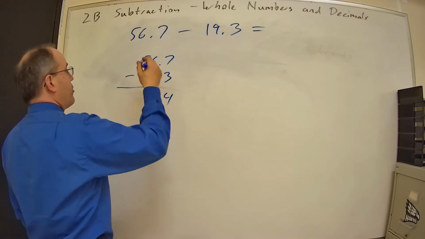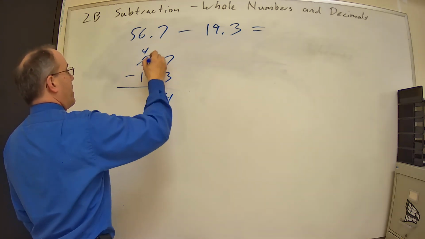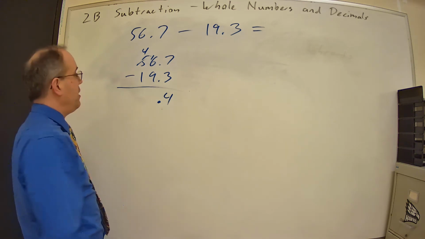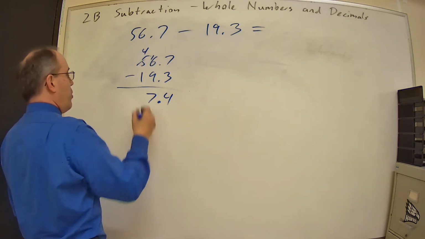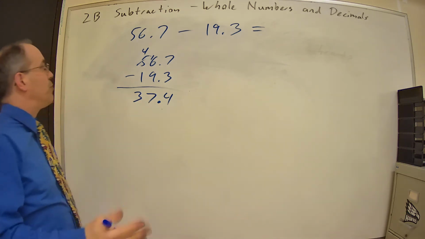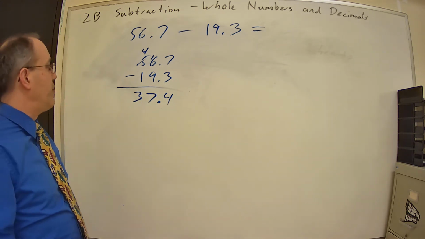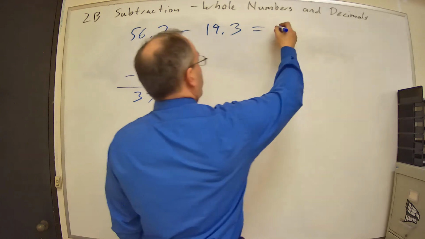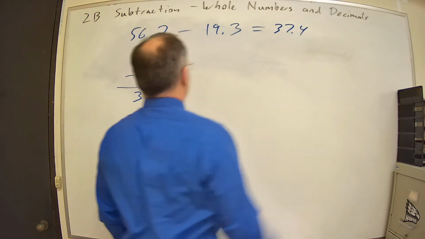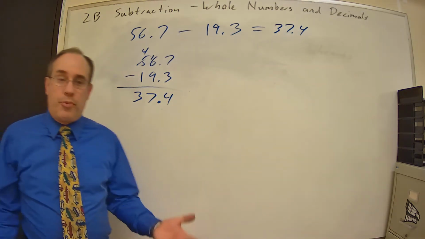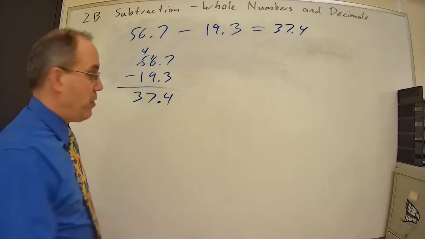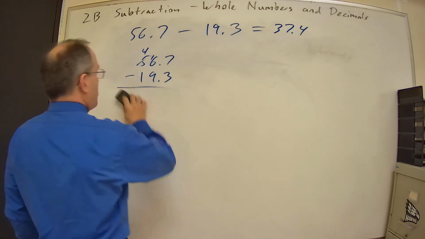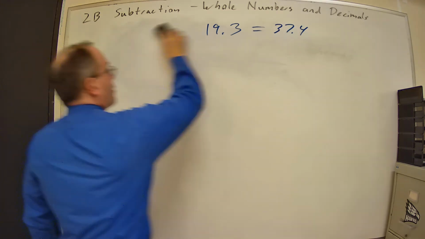6 minus 9, we can't do it, so we're going to borrow and make that a 4, which makes that 16. 16 minus 9 is 7. 4 minus 1 is 3. 56.7 minus 19.3 is equal to 37.4. The process really doesn't change. I am going to do another example because sometimes things look a little bit different.